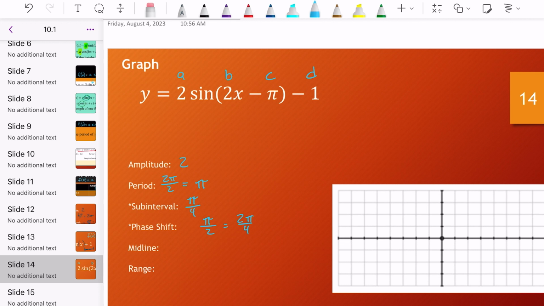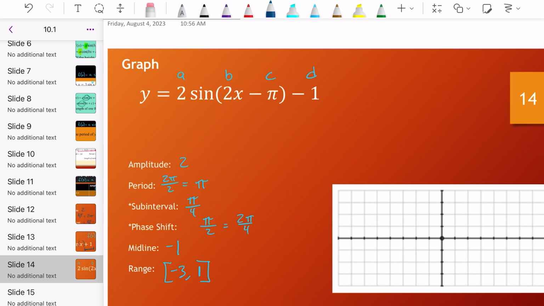We're going to go ahead and take a look at our midline. Remember, our midline is coming off of our D. So in this case, it's going to be -1. And our range, once again, if we're starting off at -1, we are going to increase and decrease by 2, which means we're going to go from -3 to 1 within our range.